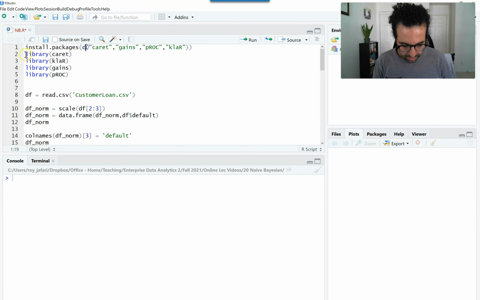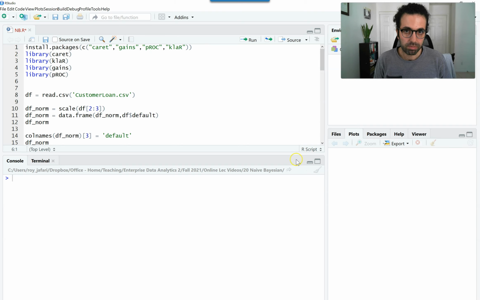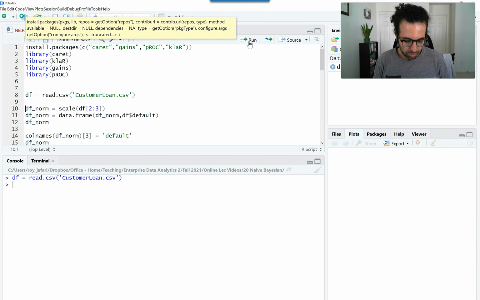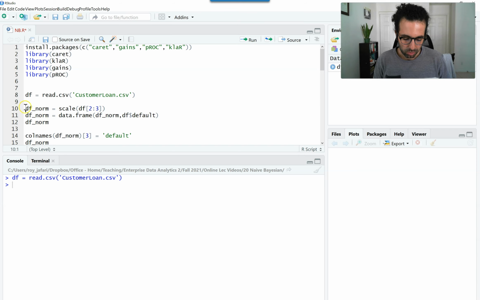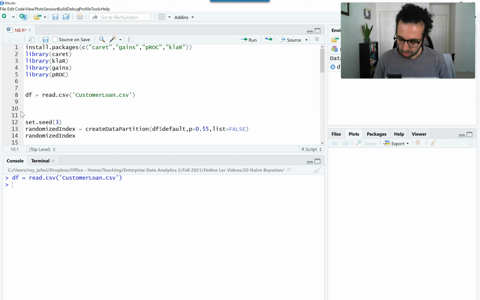Again, you first have to install some packages and then call them here, and once you do that, you're ready to go. It may take a few minutes to do this. Then you read the data, which is customer loan. We actually don't need to scale it because it's naive Bayesian, so we can just skip these parts, right? We don't need to scale it. And we can skip these parts too.